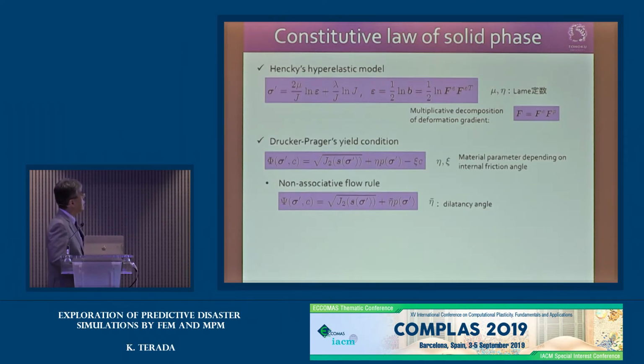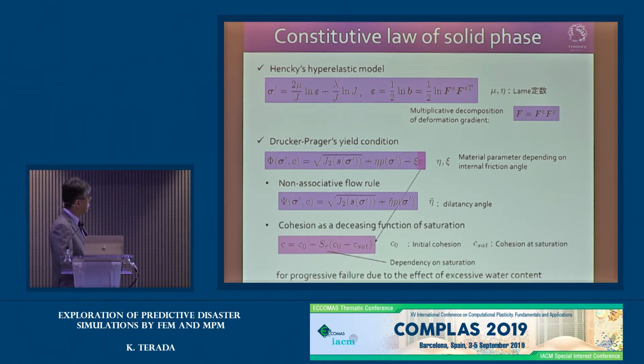Then in the numerical simulation I have shown, I employed a Henky-type hyperelastic model to represent the elastic deformation of the soil. For the plastic deformation of the soil, I employed the Drucker-Prager yield function along with the plastic potential for the non-associated flow rule here. Here we have cohesion that determines the strength of soil. If we introduce cohesion as a decreasing function of saturation, we can conduct the numerical simulation for the progressive failure due to the effect of excessive water content.